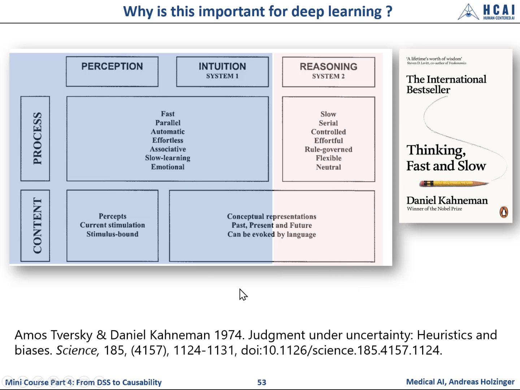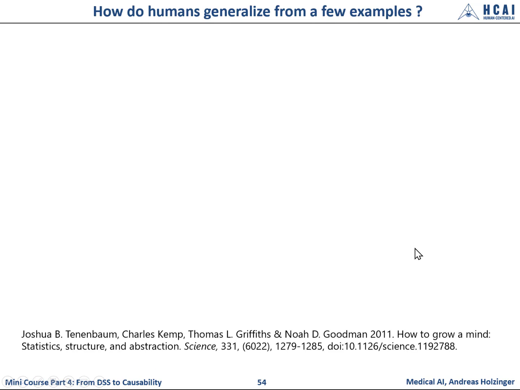On a side note, this work was described in 1974. Tversky unfortunately died in 1996, but Kahneman received the Nobel Prize for this work in 2002, and then in 2011 he published this bestseller book. So let us go back to our current state of the art.